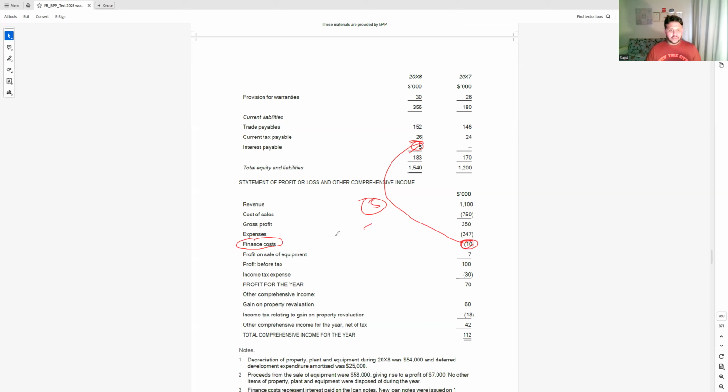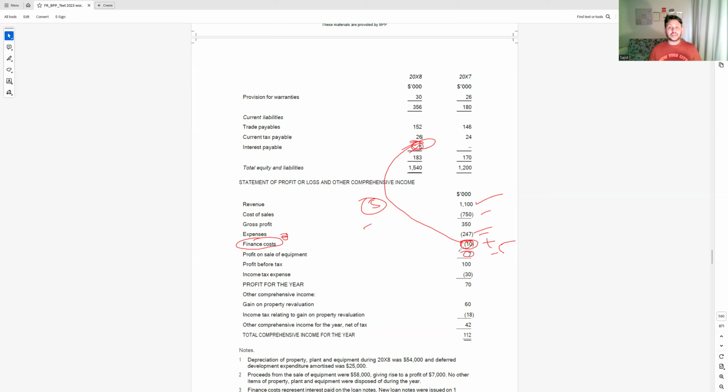All right, then you have a profit and loss account. We can see here we have a revenue. Revenue means the sales, cost of sales, gross profit. We have expenses. This is important, finance cost, because we need to add back and we have to minus. We add back 10, but minus 5 because 5 is still liable. Then you have a profit on sale of equipment.